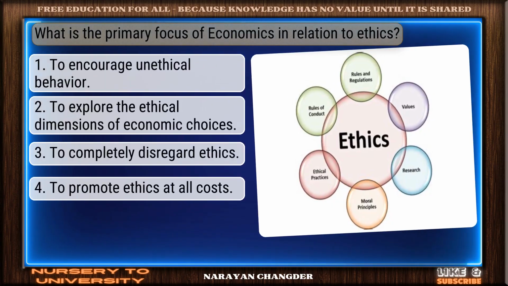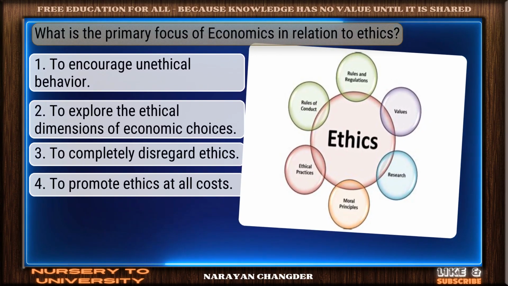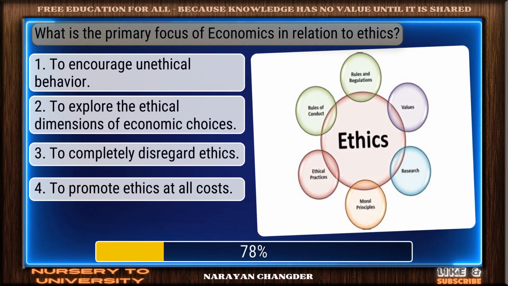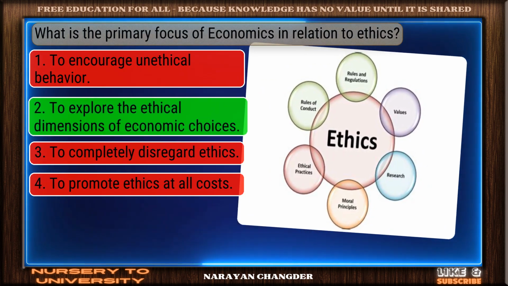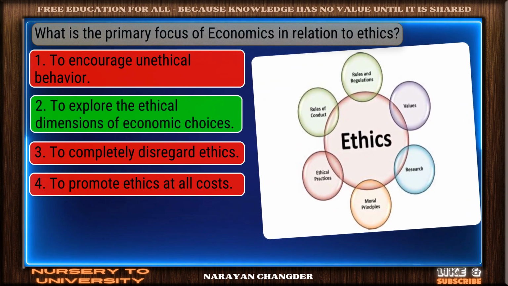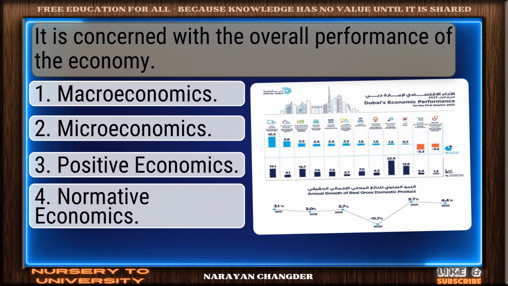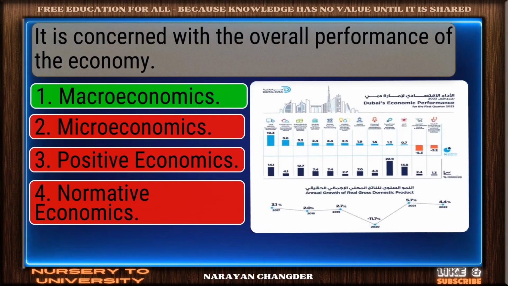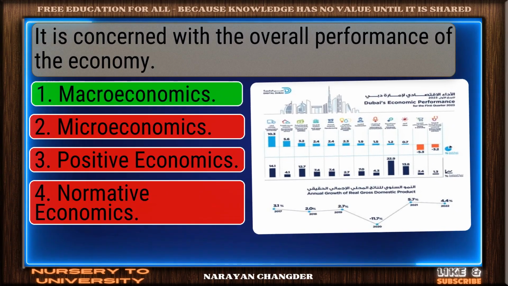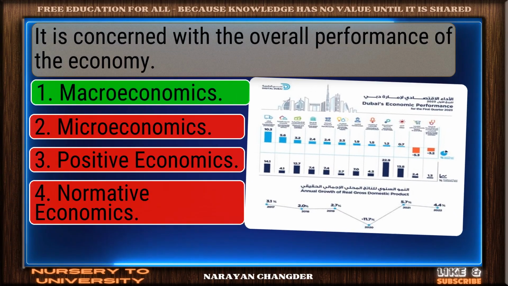What is the primary focus of economics in relation to ethics? Well picked. To explore the ethical dimensions of economic choices is the correct answer. It is concerned with the overall performance of the economy. Well reasoned. Macroeconomics is the correct choice.